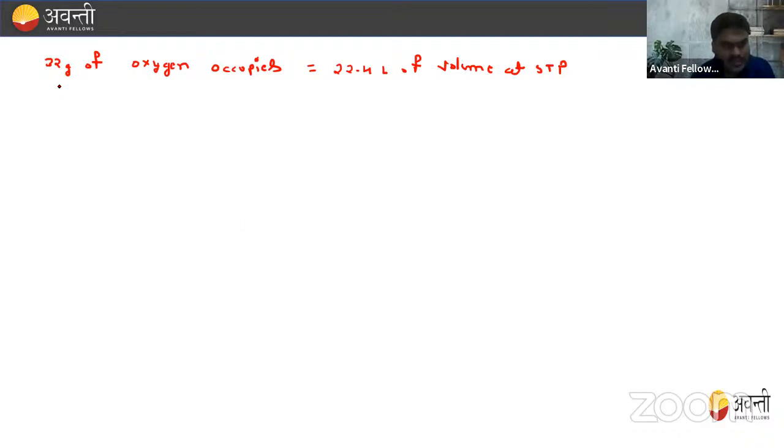So in this question they're asking about 1.6 gram. So how much will 1.6 gram occupy? That is 22.4 divided by 32 to get for 1 gram, and for 1.6 gram multiply by 1.6. So on solving you will get 1.12 liter of volume.